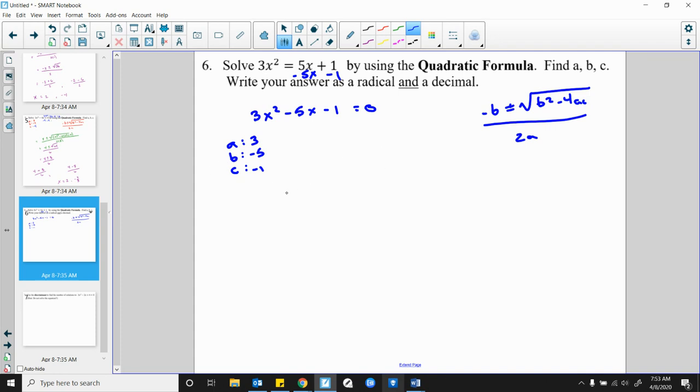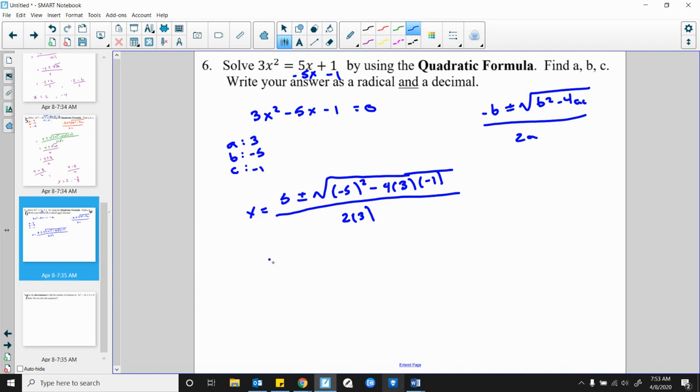So we have negative negative 5, so I'm going to have 5 plus or minus the square root of negative 5 squared minus 4 times 3 times negative 1, all over 2 times 3. Okay? Then from there, we're going to simplify.